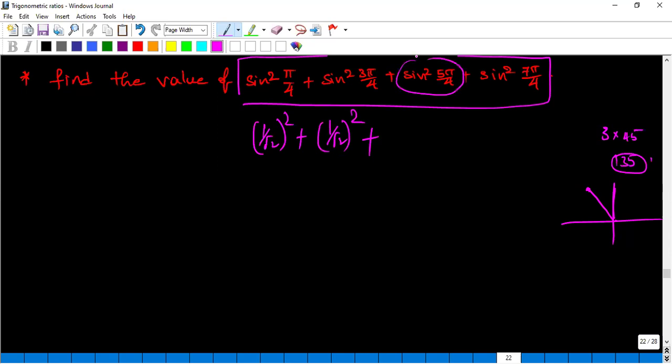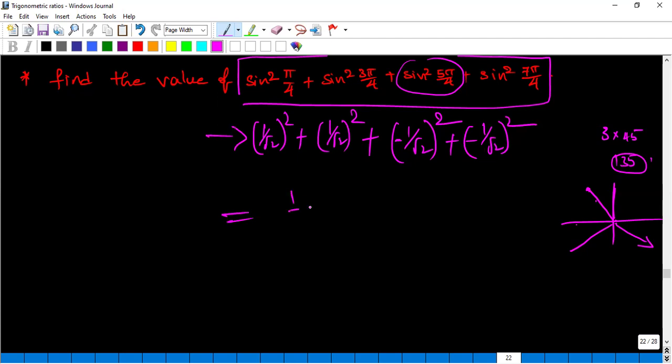Plus sine square 5 pi by 4. Oh, okay. A square is there, so we don't care about it. Directly we'll take 5 pi by 4 means this is 3 pi by 4, 4 pi by 4, 5 pi by 4 will come here. Again we'll get 1 by root 2 whole square only. Whole square is there, so if you take negative number also, no problem. Negative will become positive. Plus sine square 7 pi by 4 will come here, which is 1 by root 2 again whole square.